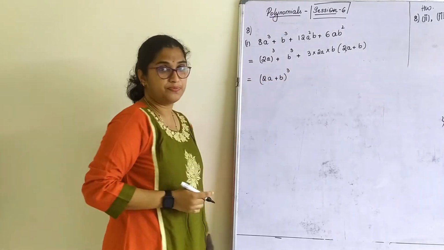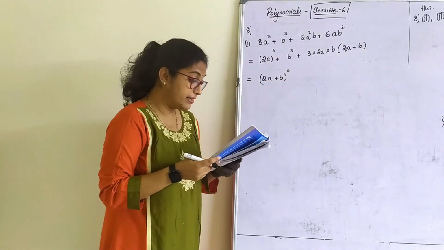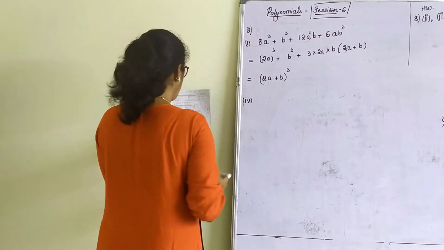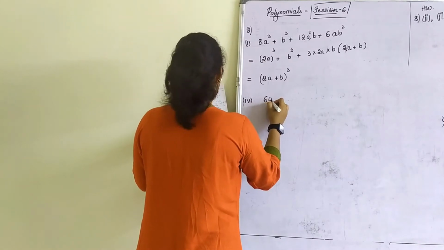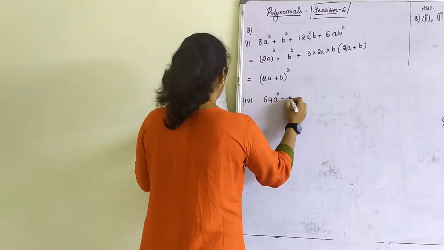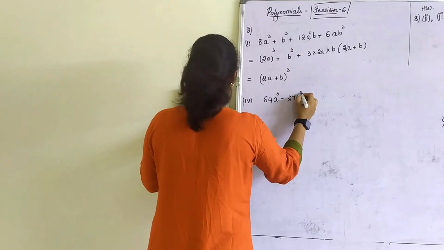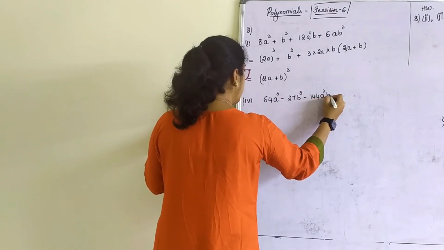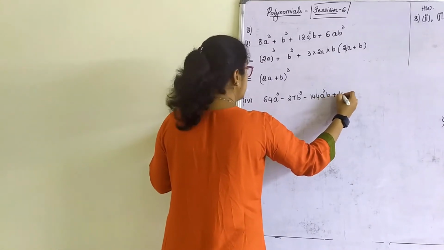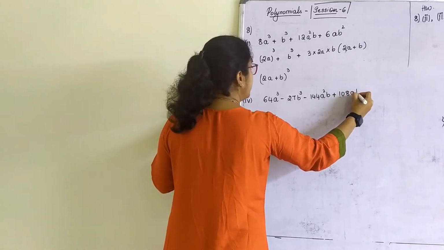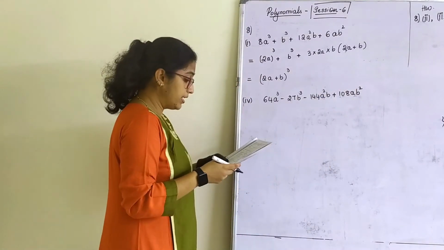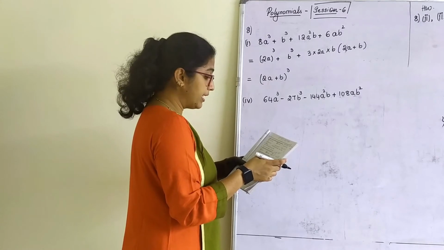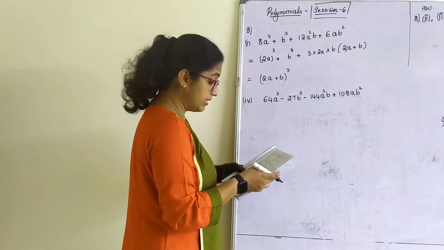Very simple, right? Now let's see one sum with the minus sign. The third one is for homework. We'll start with the fourth one: 64a cube minus 27b cube minus 144a square b plus 108ab square. You just check 64a cube minus 27b cube minus 144a square b plus 108ab square.